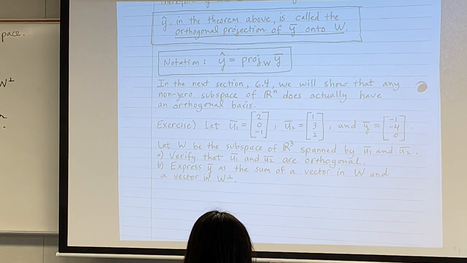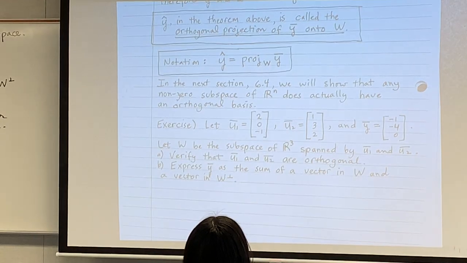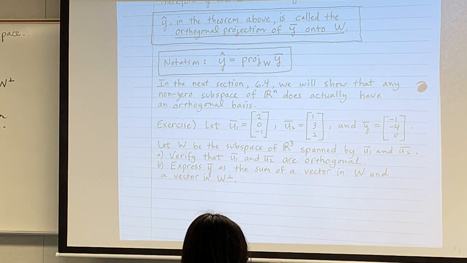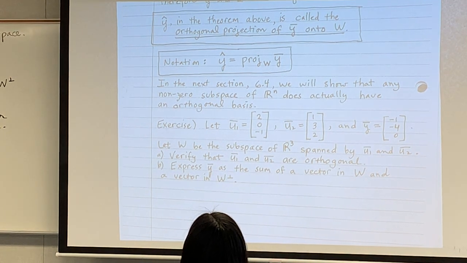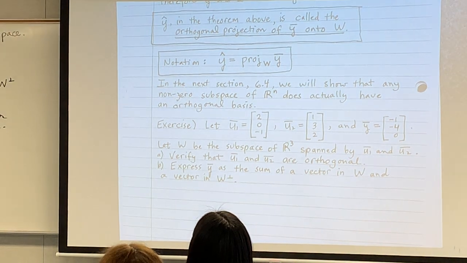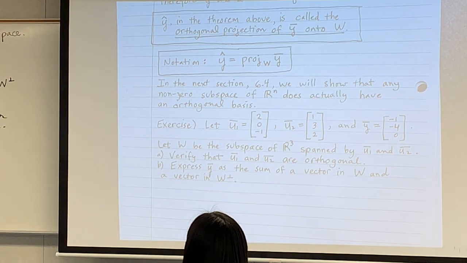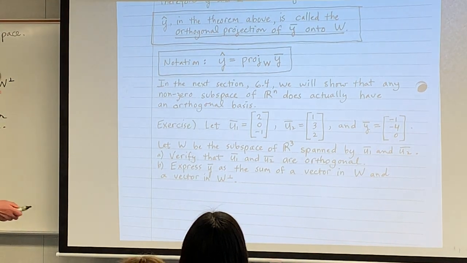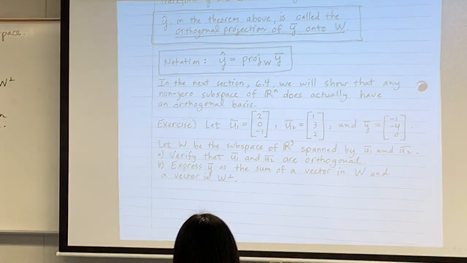Y hat is called the orthogonal projection of y onto W. And so another notation that's used for our y hat is proj, the projection onto the subspace W of the vector y. So that's equal to y hat, and all this notation that we're juggling around. Okay, I think maybe so we can do this problem.